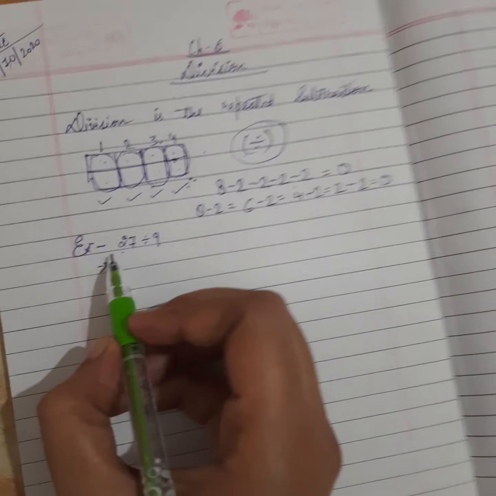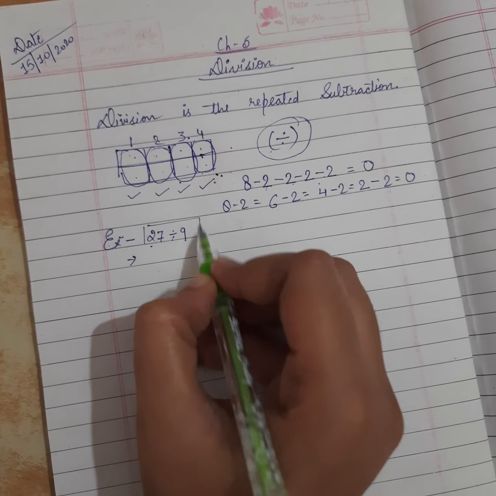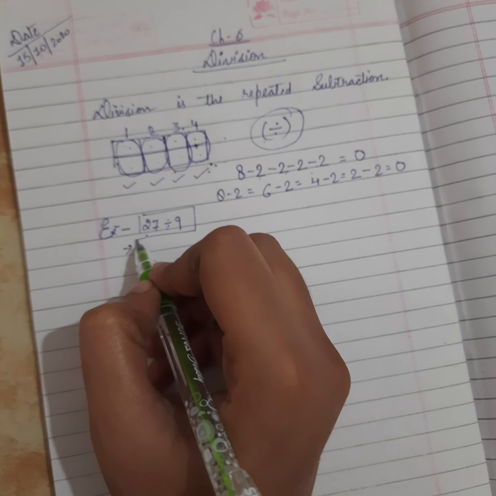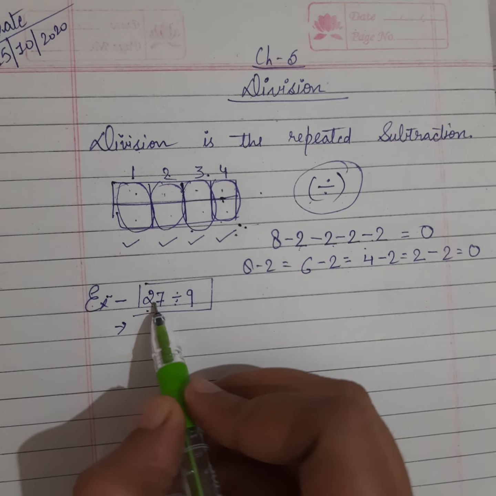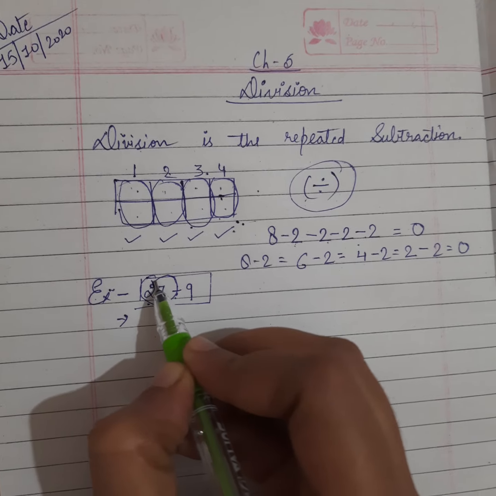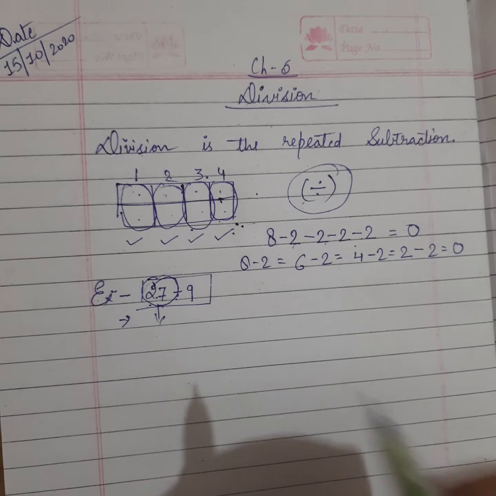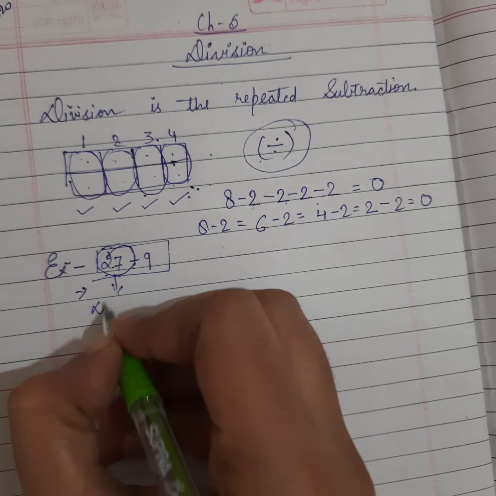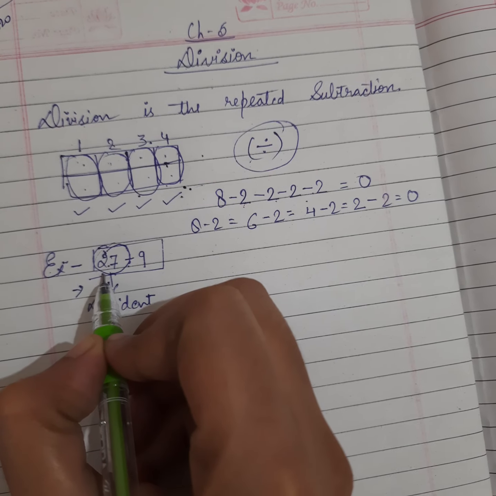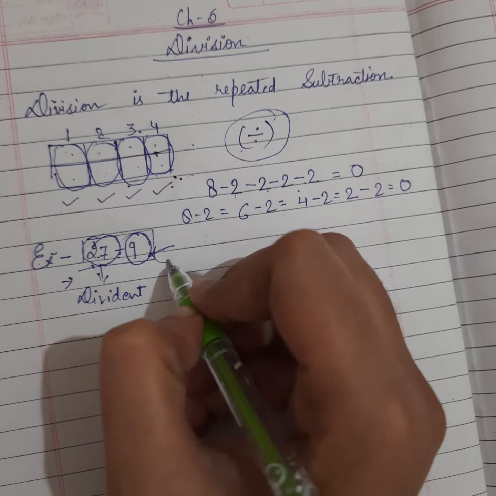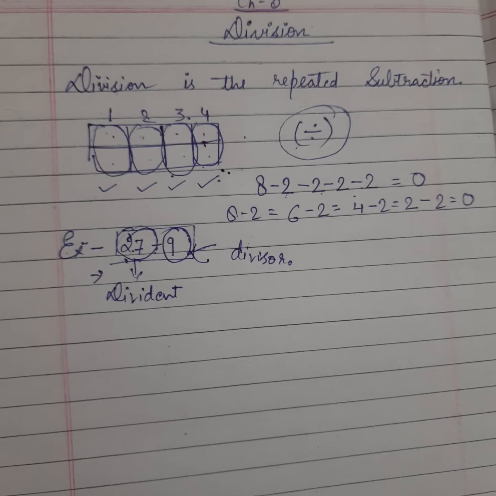So here one example is there, 27 divided by 9. These two numbers are given. Firstly, we have to give the name to them. The number which is divided here is 27. The number to be divided is called dividend. This number is called dividend. And the number which divides the dividend, means this one, is called divisor.